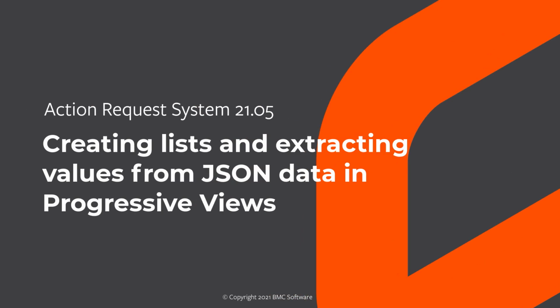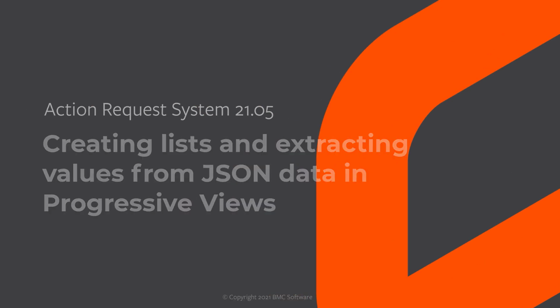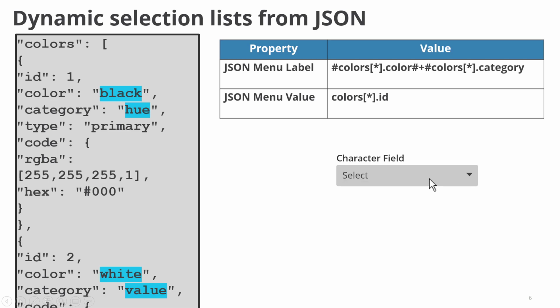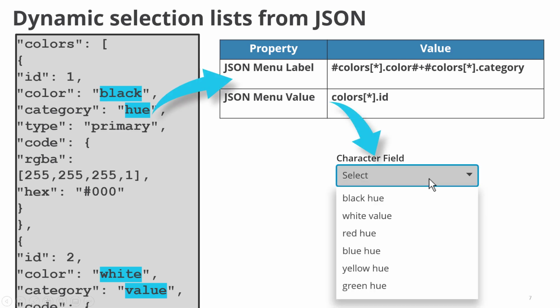In this video, let's see how to use JSON data to create a selection list and to also extract specific values from the JSON data by using the JSONMap function. We extract these JSON values by using expressions added to the character properties and display them in a list.